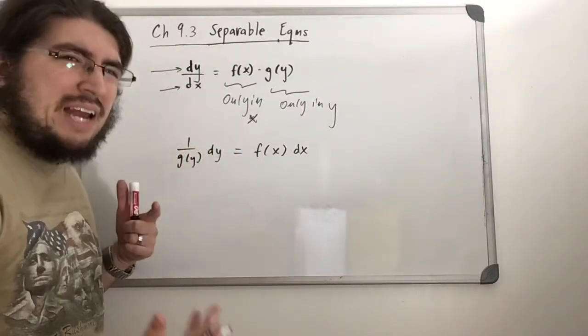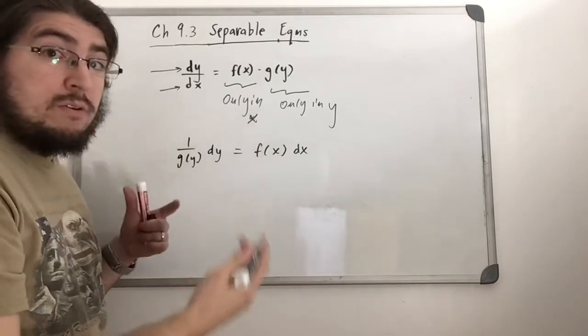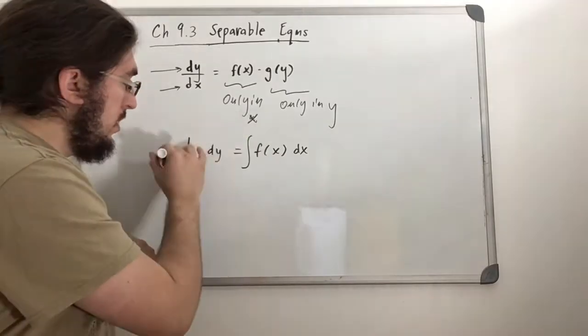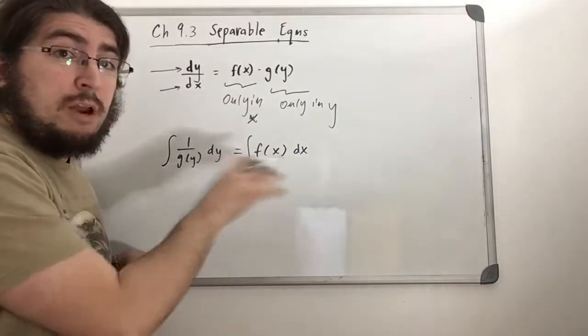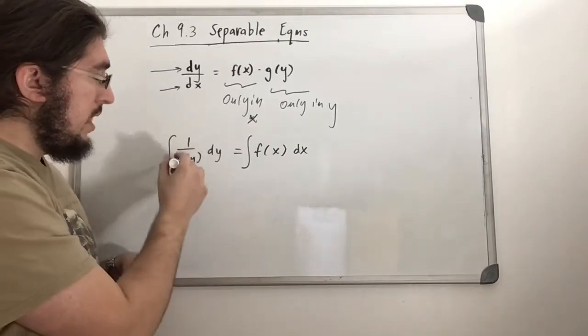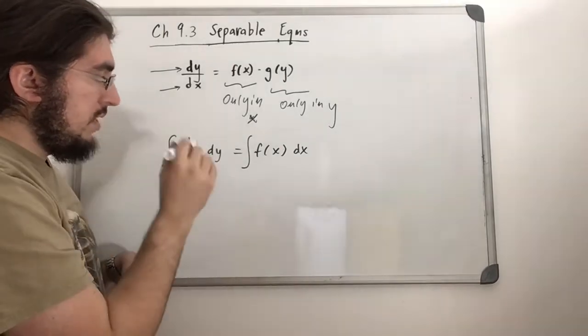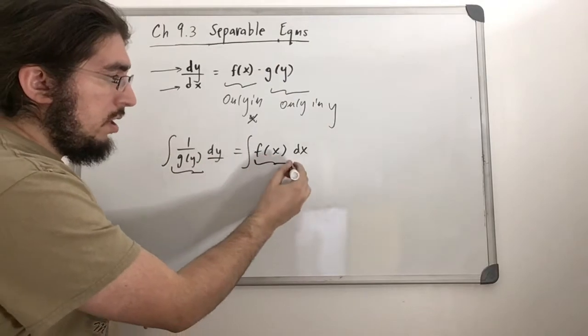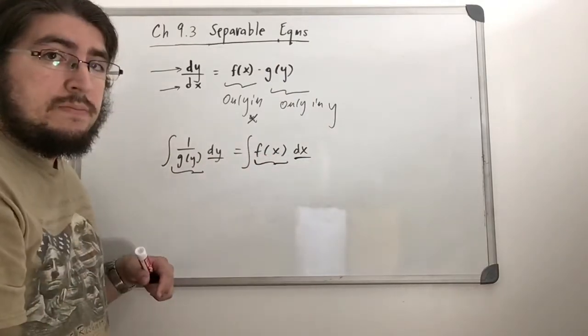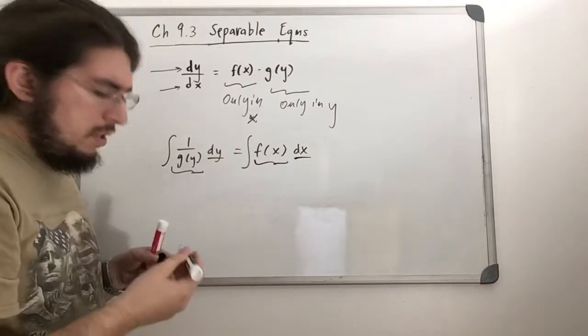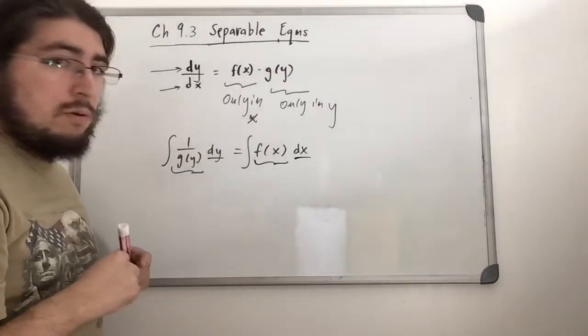And now what this should kind of remind you of is integrals. We're just kind of missing the integral symbol. And we can actually do this. We can integrate both sides of the equation. So now we have the integral of 1 over g of y dy and the integral of f of x dx. Then we can antiderive, but of course it depends on the problem. Now we'll see an example of that.